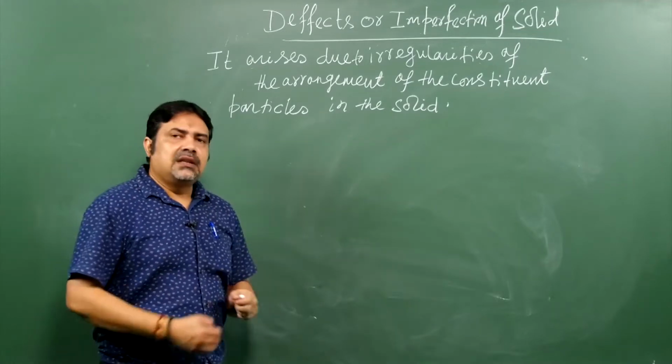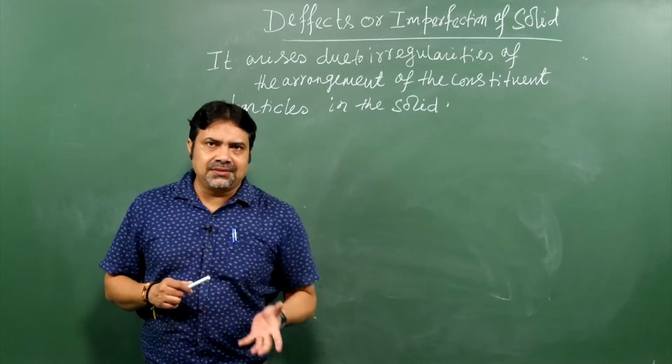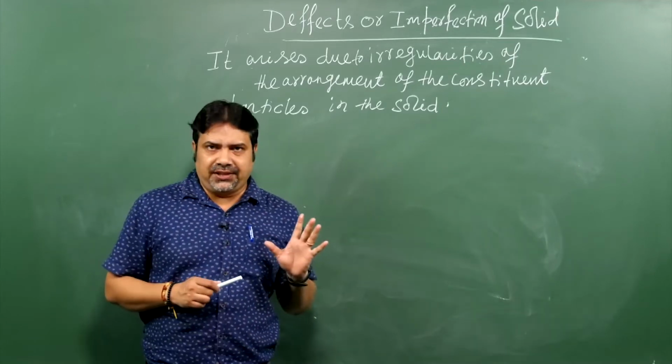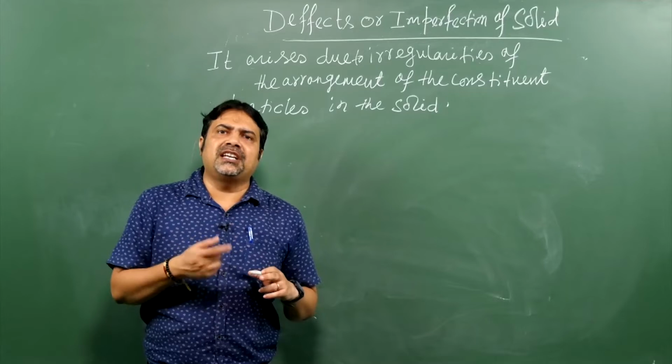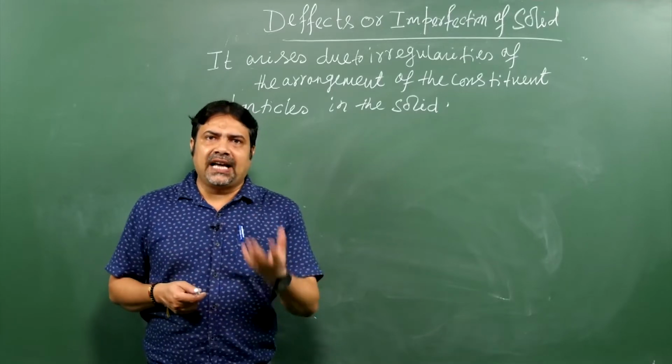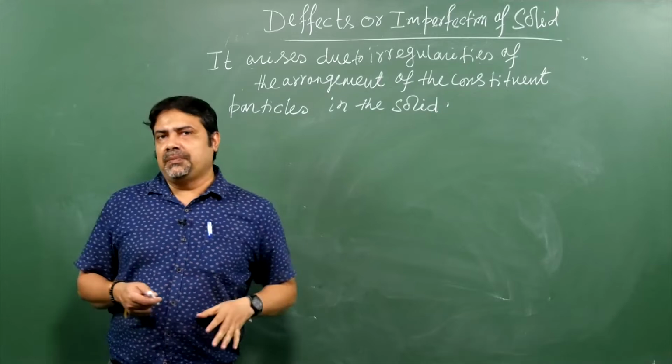The constituent particle in the solid can be atoms, ions, or molecules, whatever it is. Irregularities will be there in their arrangement, and because of that, the phenomenon that arises in a solid is called a defect or imperfection.